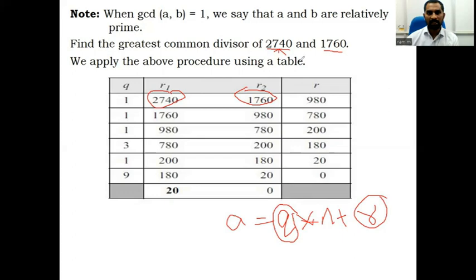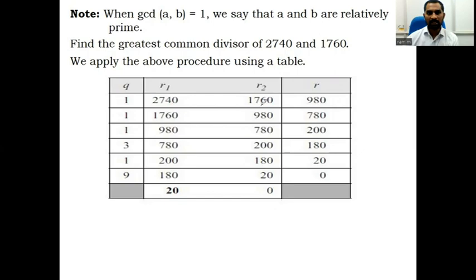So we are going to apply these things now. First take 2740 and 1760. If you divide 2740 by 1760, it goes for only one time. So we get Q as 1 and the remainder is 980. Now, what does the Euclidean theorem say? Check the value of R2 as 0 or not. It is not 0. In the next iteration, R1 will become R2, and R2 will become R. Again, we'll apply the same thing.